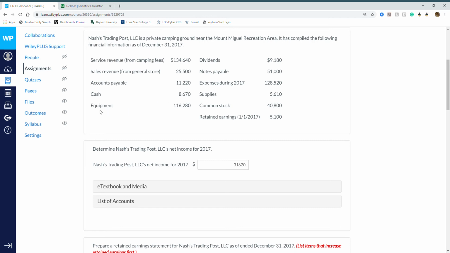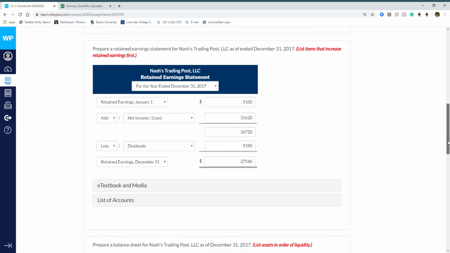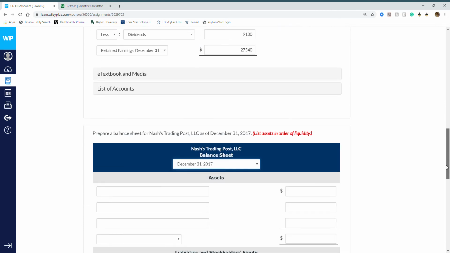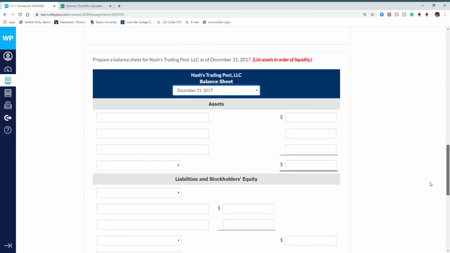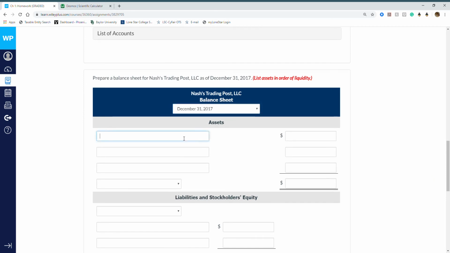In order of liquidity, of course, cash is already cash. Supplies I can probably convert much quicker than equipment. Usually anything that's considered a fixed asset, or property, plant, and equipment, will be pretty much dead last. So, cash, supplies, and we'll make sure cash is capitalized, and then finally, equipment.